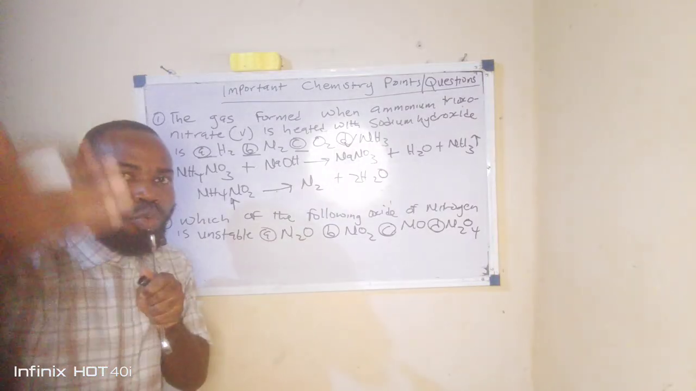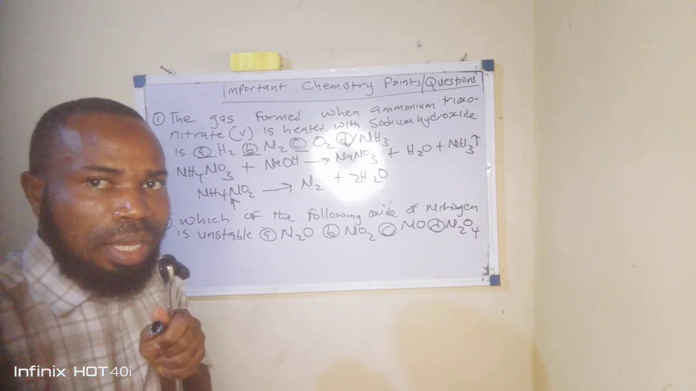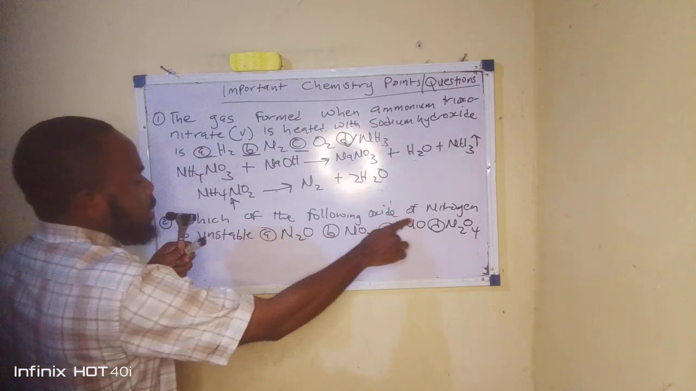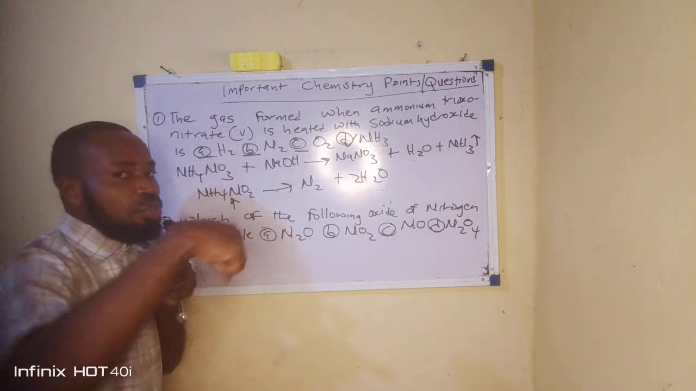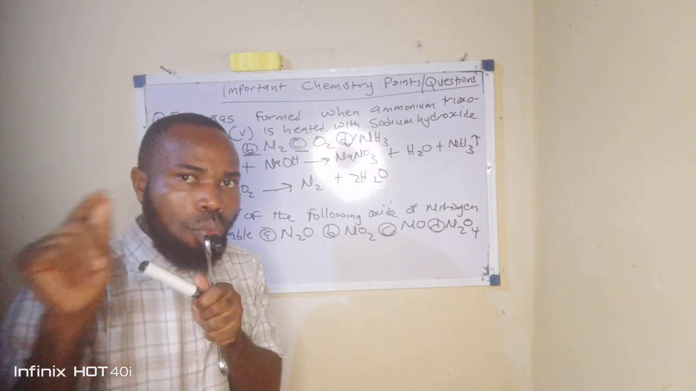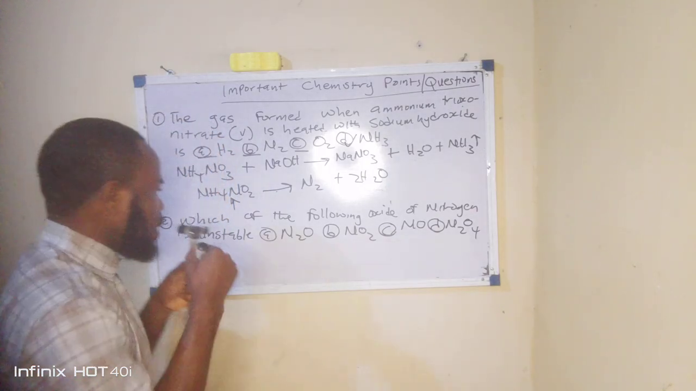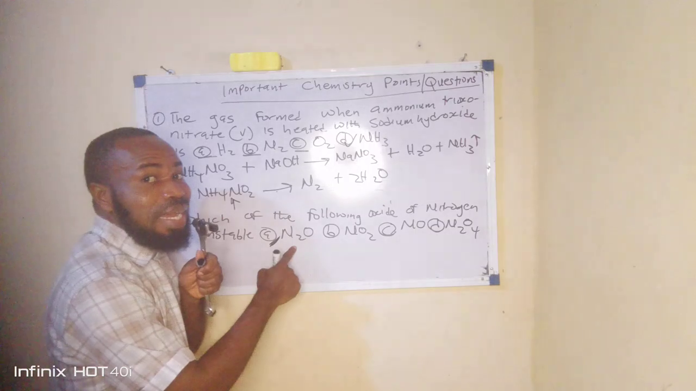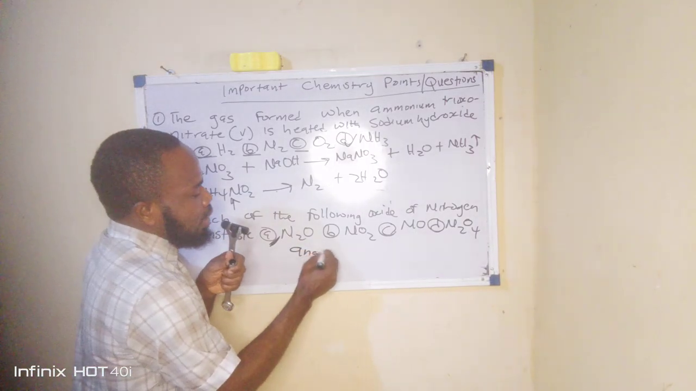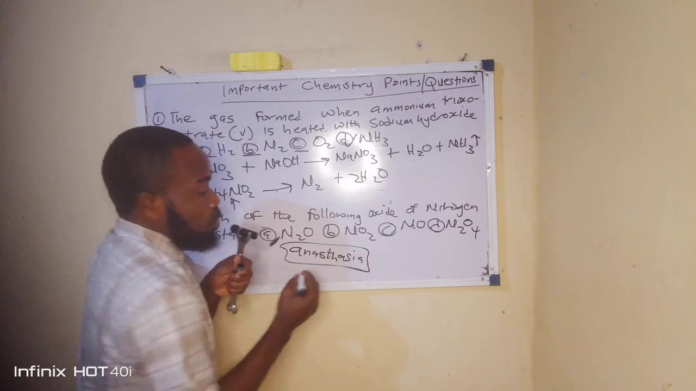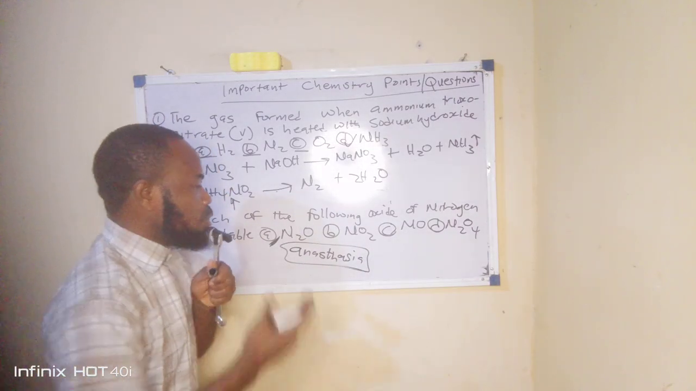We have a lot of questions to throw light on in this episode. Now, let's look at question number 2. Which of the following oxides of nitrogen is unstable? First off, nitrogen forms 3 oxides. Nitrogen 1 oxide is laughing gas, and it is used as an anesthesia. In surgical operations, it acts like a form of painkiller, so to say.